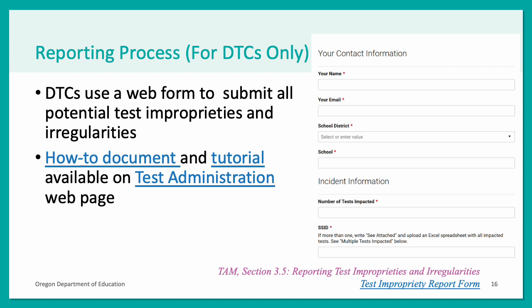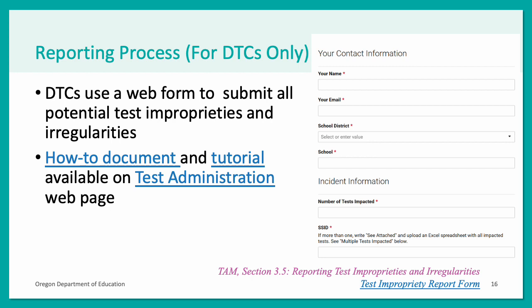District test coordinators must submit an initial report for all potential test improprieties to ODE within 1 day of learning of the potential test impropriety. Similarly, district test coordinators must report all test irregularities that impact either test security or test validity. Based on the initial report, ODE may request further investigation by the district test coordinator, in which case the district test coordinator must provide results to ODE within 30 calendar days. These expectations are unchanged from previous years.